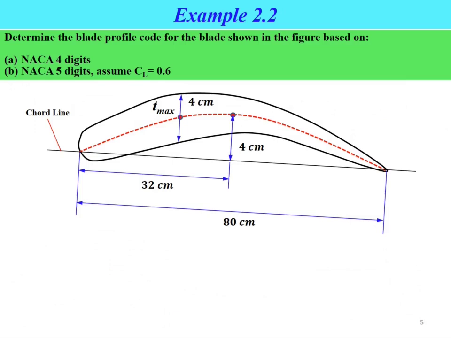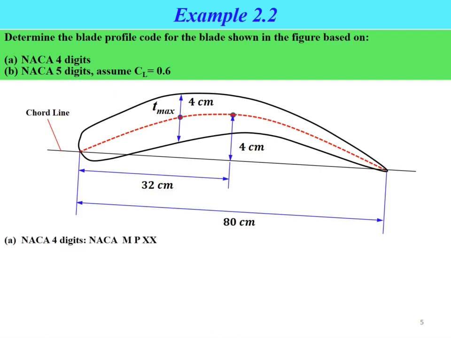Okay, now we look at example 2.2. The question asks you to determine the blade profile code for the blade shown in the figure based on A, NACA 4 digits, and B, NACA 5 digits, where we assume that the lift coefficient CL equals 0.6. The figure shows the dimensions of the blade profile.